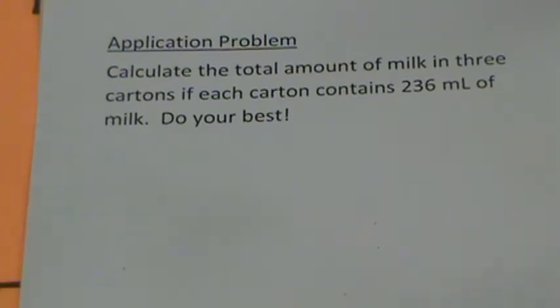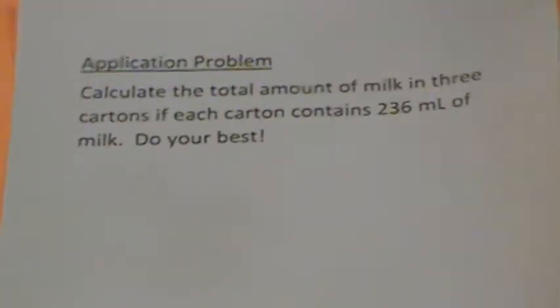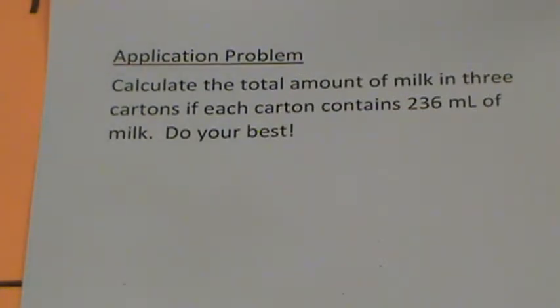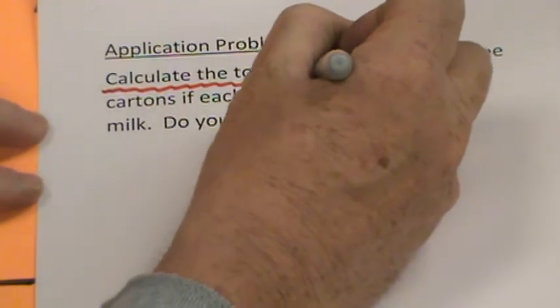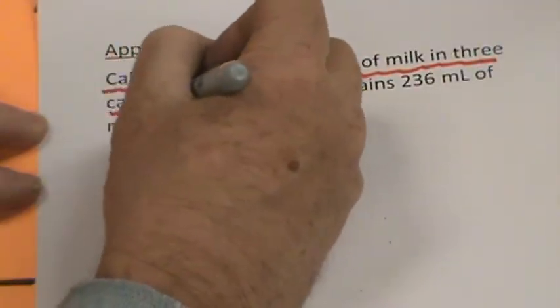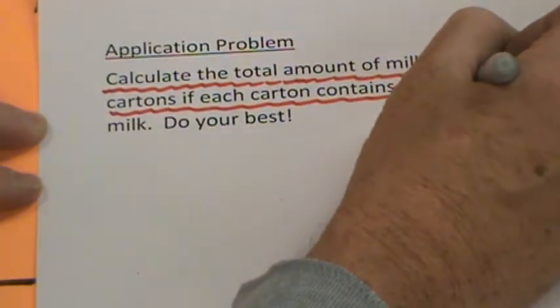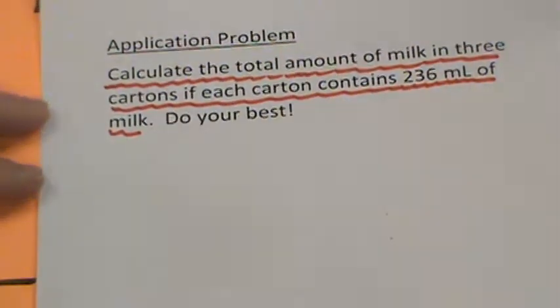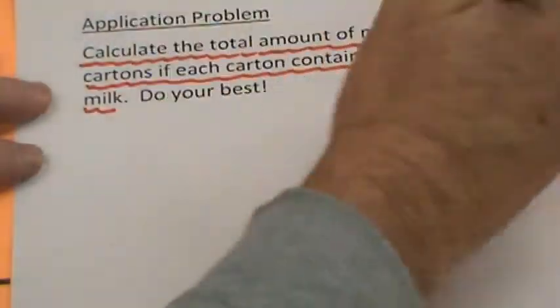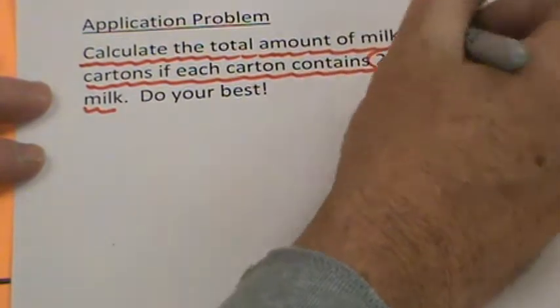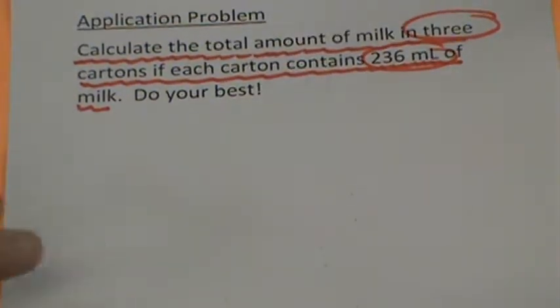Now let's read what's going on in our application problem. Bring it on back. Go ahead and read this to yourself as I read. It says, calculate the total amount of milk in 3 cartons if each carton contains 236 milliliters of milk. Do your best. So I'm going to circle a few things here. We have 3 cartons of 236 milliliters each. So let's get busy on this problem here. We can refer back to that.